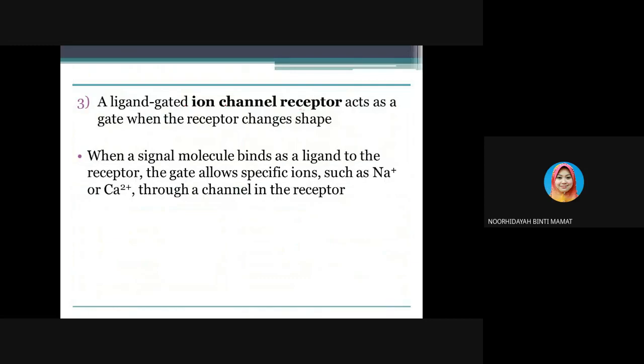ion channel receptor. This ion channel receptor acts as a gate when the receptor changes shape. So when a signal molecule binds as a ligand to the receptor, the gate will allow specific ions, such as sodium or calcium ions, through a channel in the receptor. So the ion channel receptor actually acts as a gate.